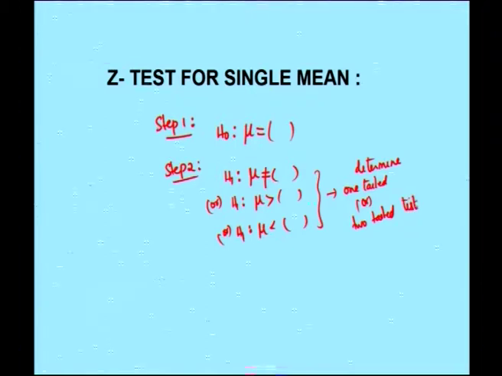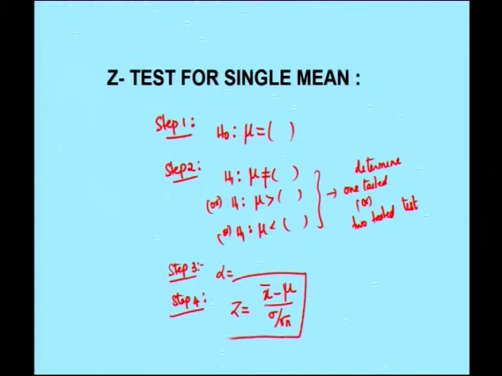All these things have to be done in step 2. Next, step 3, you have to mention the level of significance alpha. Step 4 is your formula part. Z is equal to x bar minus mu divided by sigma divided by root n. This is the formula for Z test for single mean.